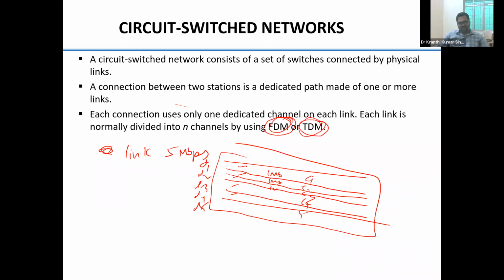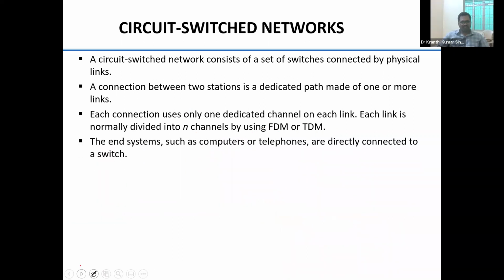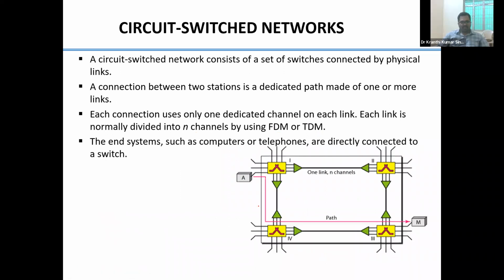Time division means there is no such division; the entire 5 Mbps is allocated to device 1 for up to 10 seconds for transmission of data. From 10 seconds to 20 seconds, the entire channel capacity is allocated to device 2. Then from 20 to 30, the entire capacity is given to device 3. This is called time division multiplexing. Depending on the requirement and need, you can go with either time division multiplexing or frequency division multiplexing. So this is one example.